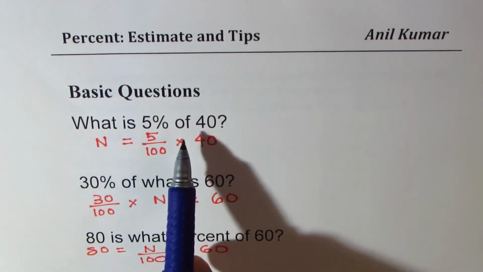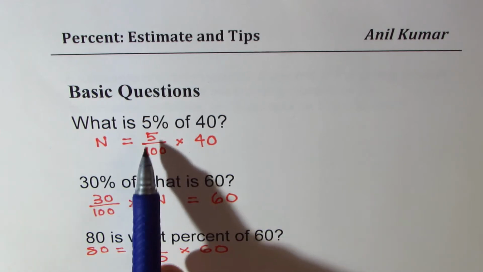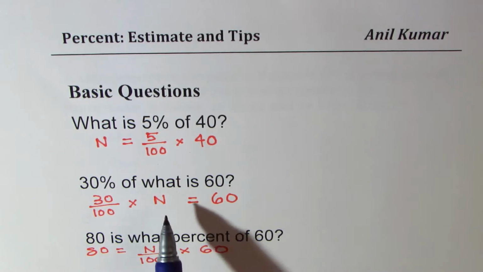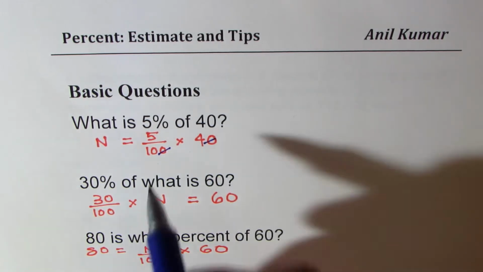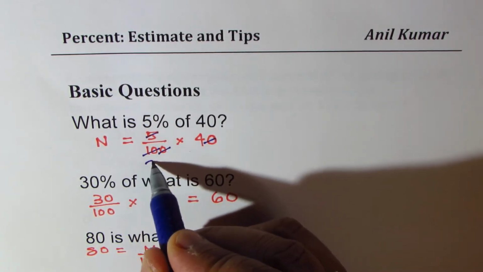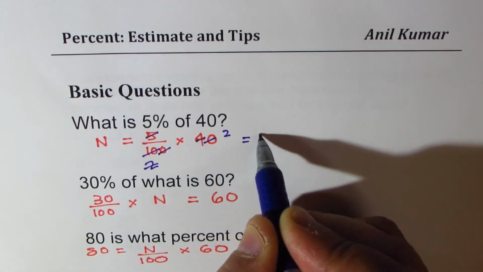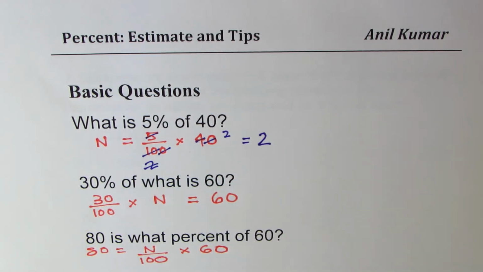What is 5% of 40? So n is what? Now it is easy to calculate. Sometimes you may have to rearrange, sometimes not. If not, then you could cancel. Do you see this? Simplify. You could divide this by 2 and divide this by 2. You get the number as 2. So what is 5% of 40? It is 2. Is that clear?